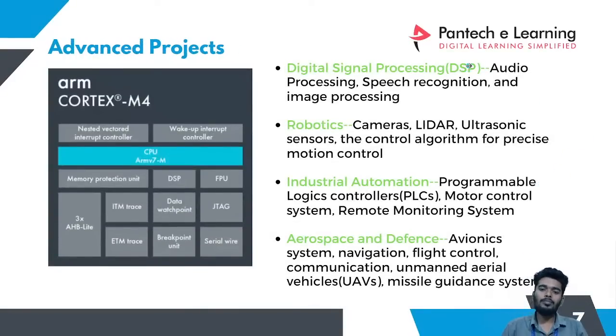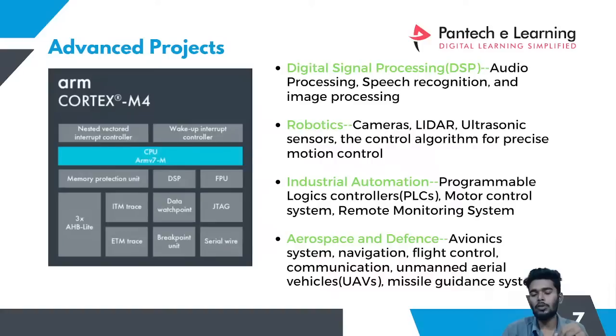Then we have to know to what extent we can use this, what advanced projects have been developed with it, and what things we can do with it. So that's what we are going to see now. Okay. So first is digital signal processing, DSP. As I said in the previous slide, we can process audio using the STM32 controller, like audio processing, speech recognition, and image processing.